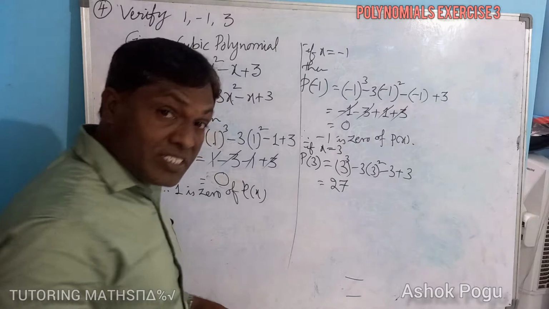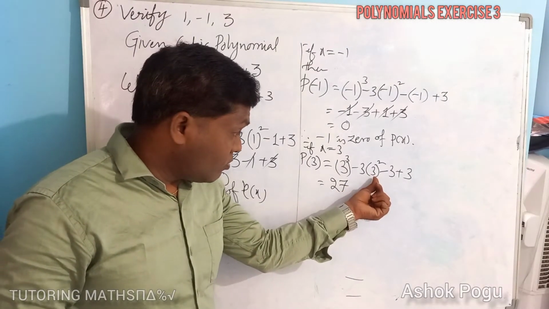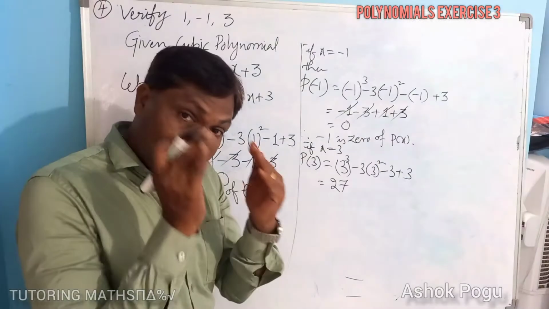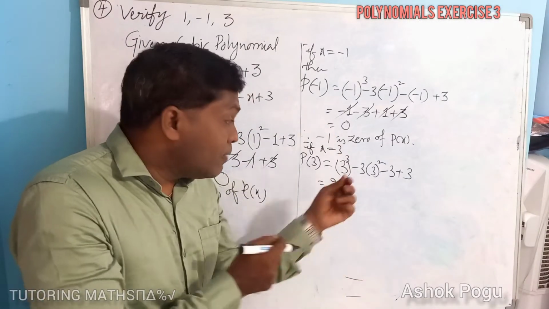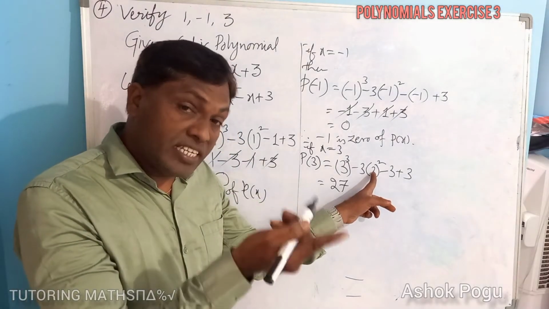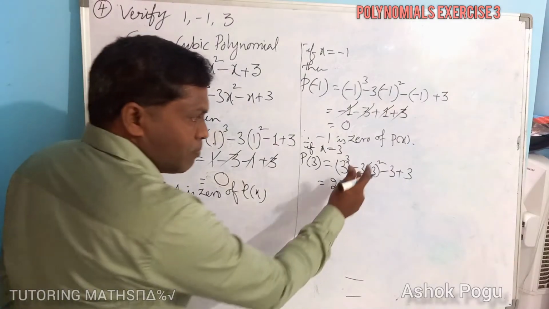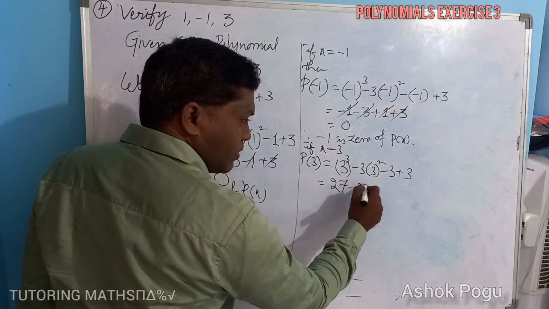Simplify this bracket first. Don't multiply 3 into 3 first of all. First of all, you have to simplify this bracket. You get some result. That result should be multiplied by this 3. And then what is 3 square first? What is 3 square? 3 threes are 9. And 9 threes are 27. But it is minus, so minus 27.